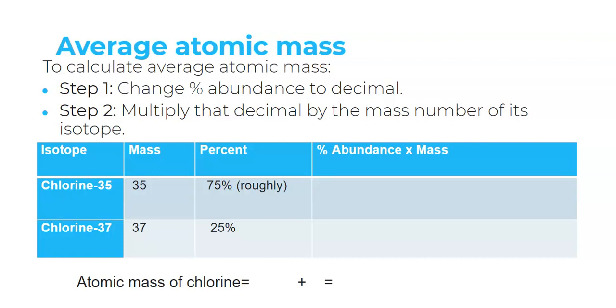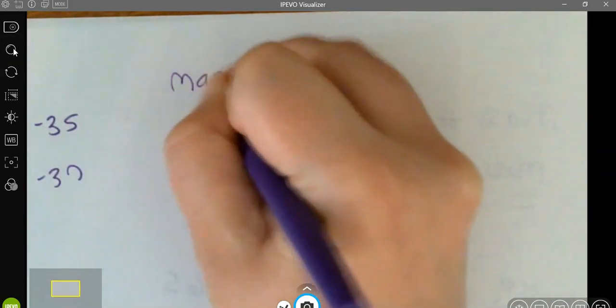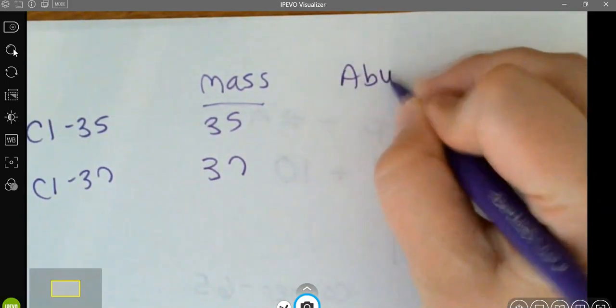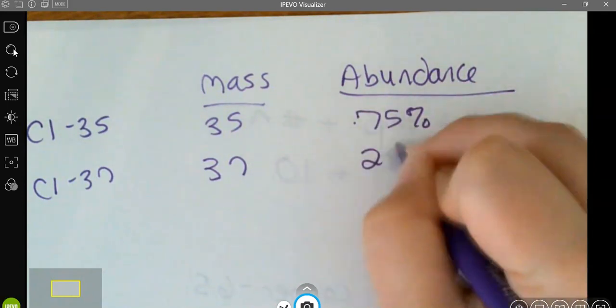Okay? Now, the first thing that we're going to do is change the percent abundance to a decimal. And then we're going to multiply that decimal by the mass number of the isotope. So I'm going to actually do this on the document camera because I think it's a little easier to see. All right, so we have two isotopes. We have chlorine 35 and chlorine 37. So the masses here are 35 and 37. And the abundance is approximately, this is rough, 75% and 25%.